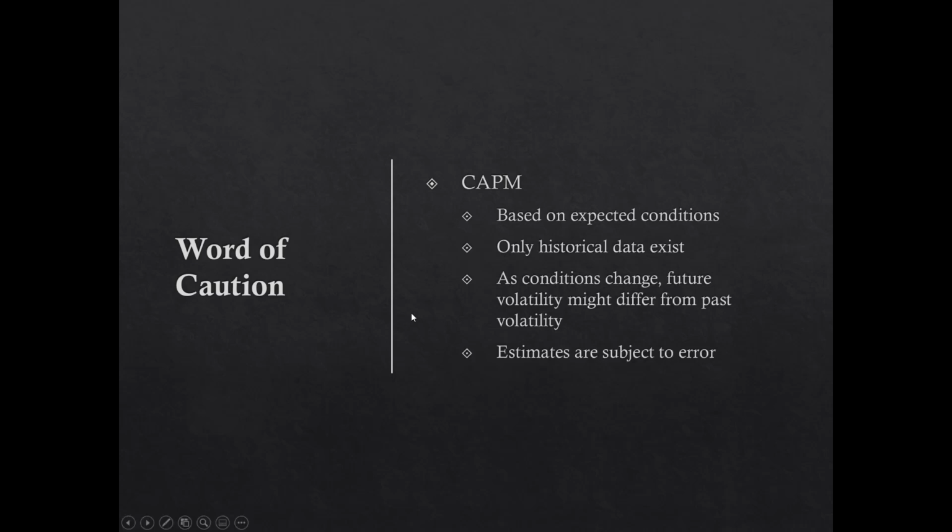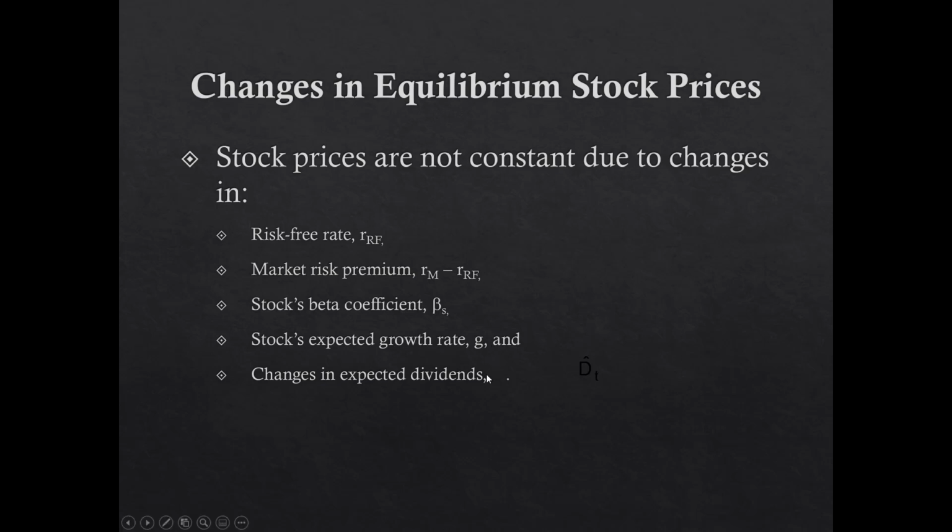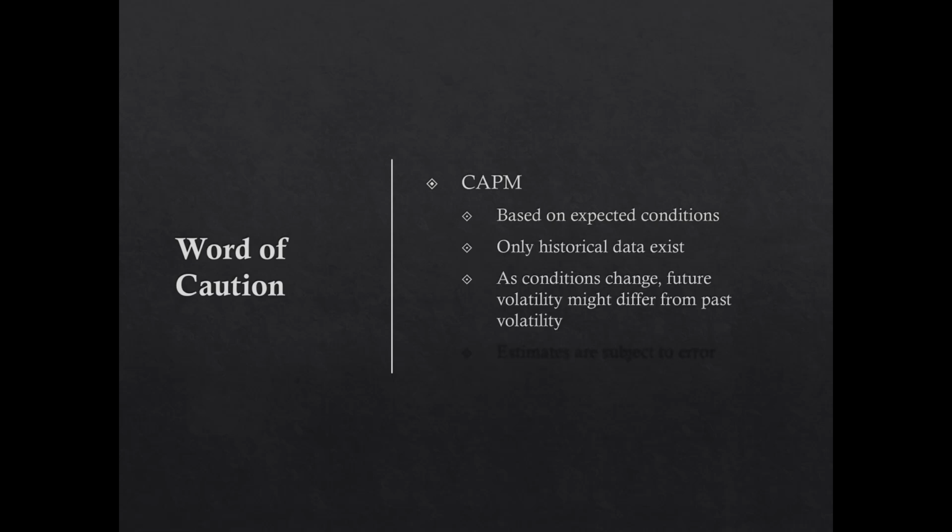So a couple elements of caution with CAPM. CAPM is based on expected conditions. So again, conditions can change. Only historical data is available to measure beta. And so you're essentially extrapolating from historical volatility what future volatility is going to be, and sometimes that does not hold. And so again, as conditions change, future volatility might differ from past volatility, and everything is an estimate. And so therefore your estimates of expected future cash flow, your estimates of stock volatility, your estimates of inflation, basically any one of these elements that you're estimating as part of the calculation of CAPM, the expected growth rate, expected dividends, market risk premium, risk-free rate, all those are subject to estimate, and those estimates are always subject to error.